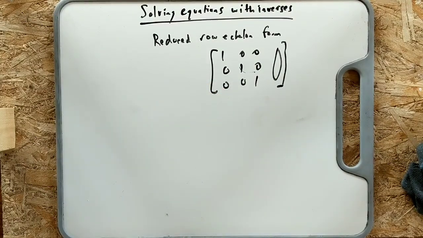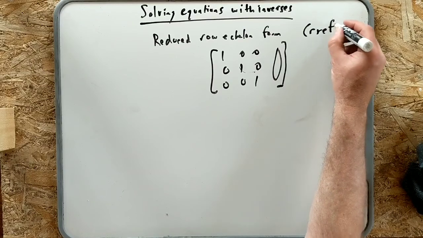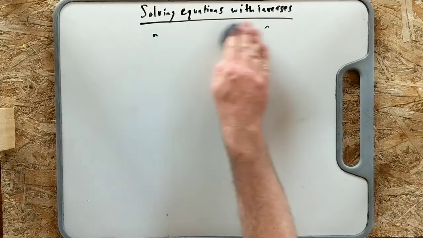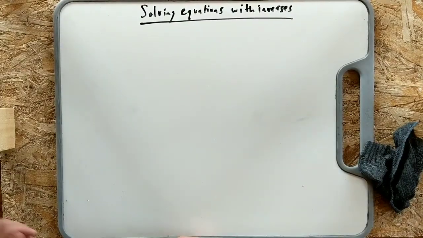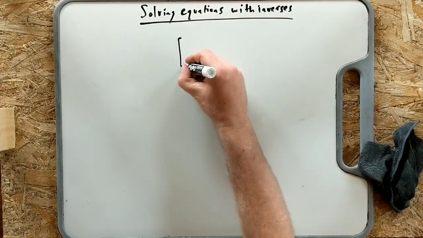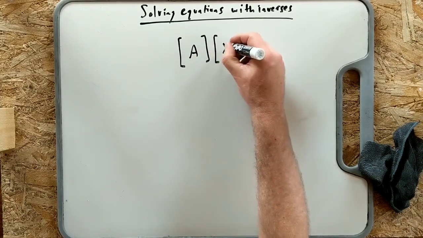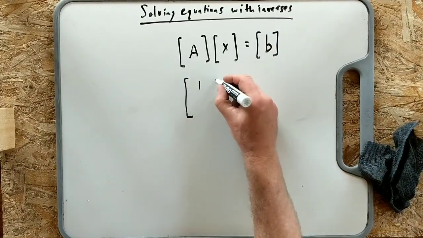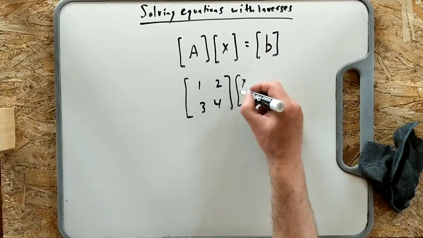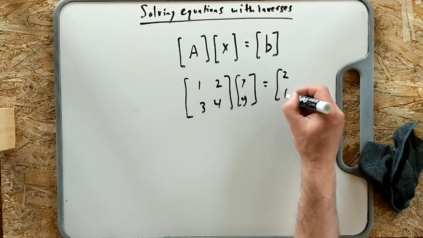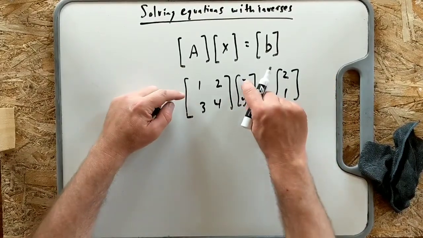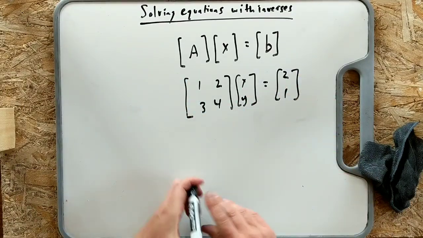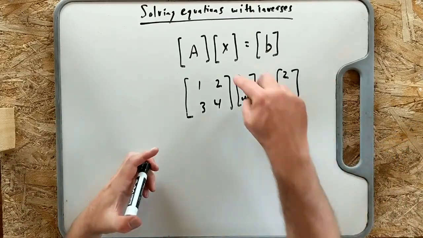This is also, by the way, in your calculator. It's called REF, and it will do it for you. And the last method we're going to do is inverse matrices. The way you do inverse matrices, I'm going to give you the theory first. If you got some matrix A times some variables x, and you have it equal to some numbers b, for example, 1, 2, 3, 4, x, y equals 2, 1. This is an equation. In matrix multiplication, this is 1x plus 2y is 2, and 3x plus 4y is 1.